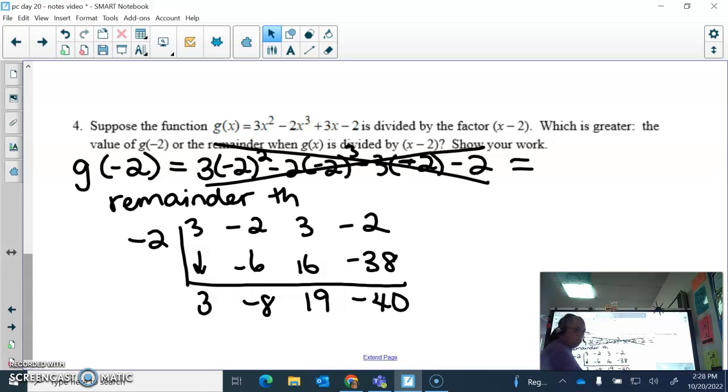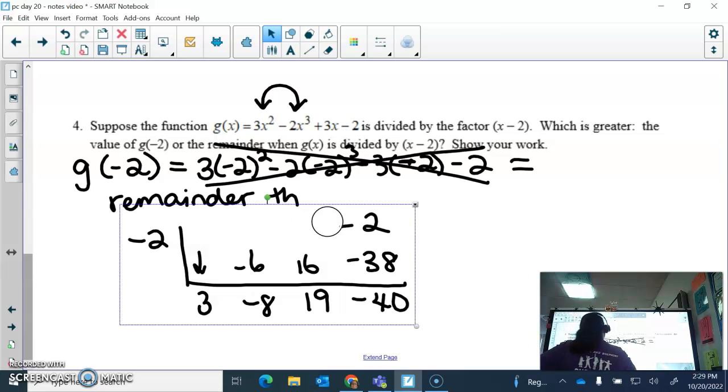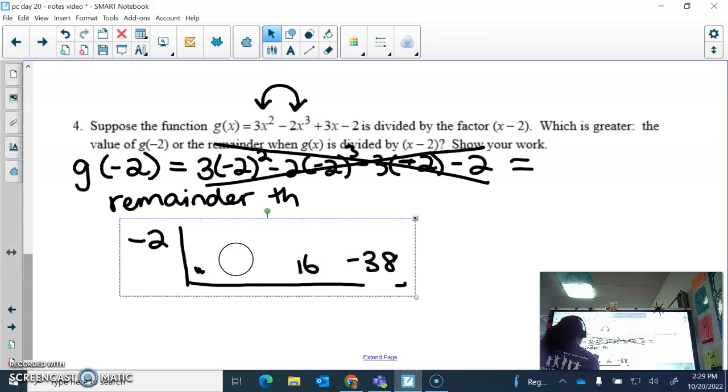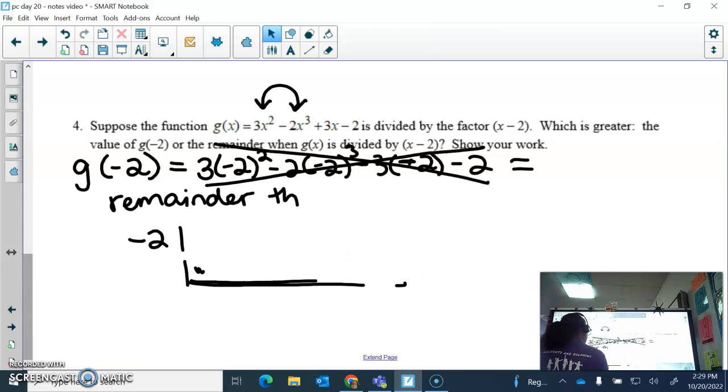I don't know if I did that right, so let me check my notes because I was kind of talking at the same time. Make sure I'm getting the right numbers: 4, 3, 2, 3, negative 2. Okay, and then I messed up because this is not in descending order of exponents. That's why I checked my notes. Okay, so let's switch that.